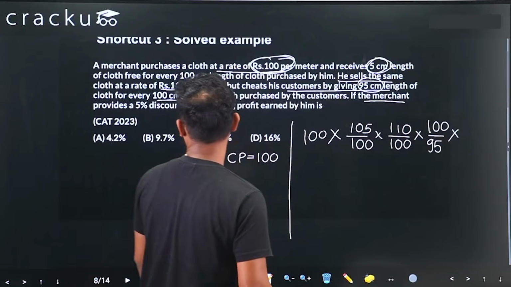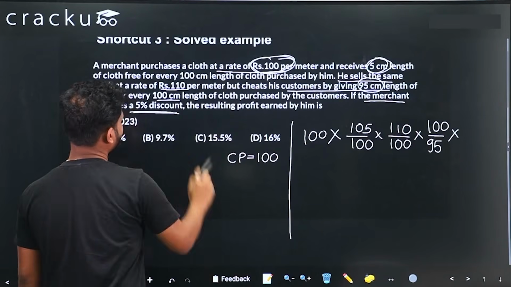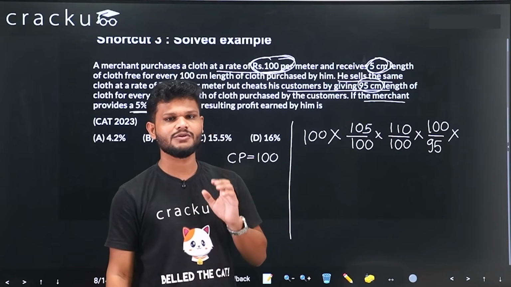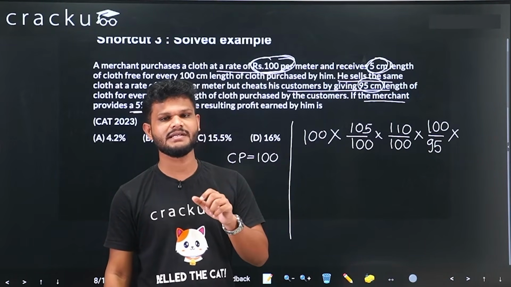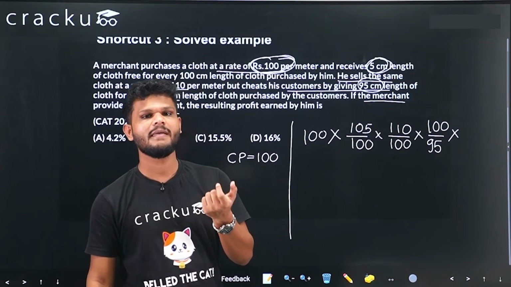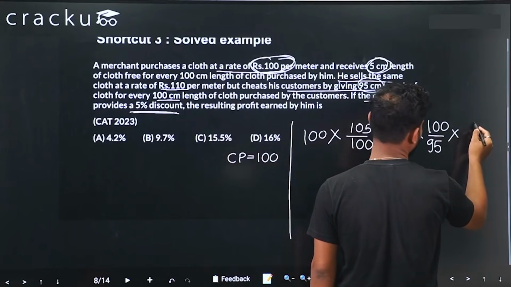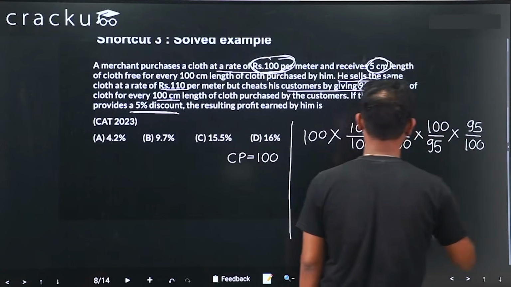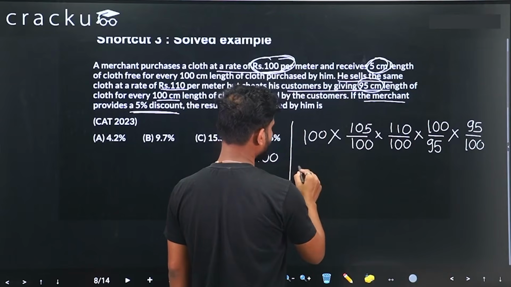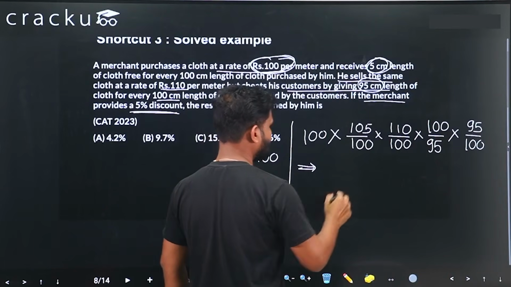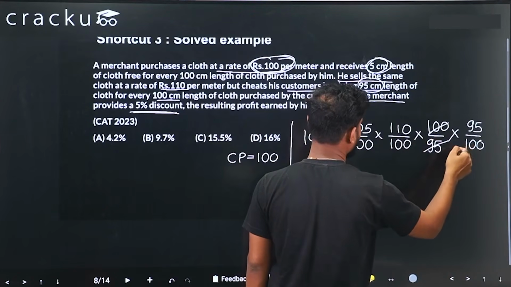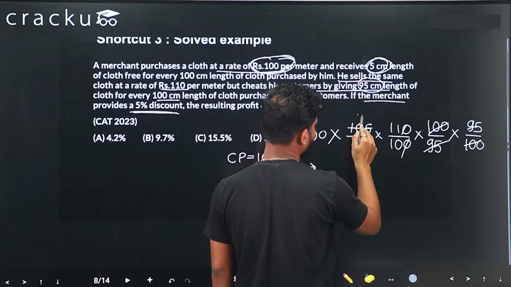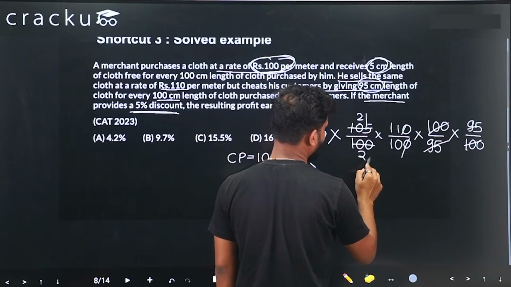into, he is giving 5% discount. Now this is a loss for him. Why? Because he is giving 5% discount. So on 100 rupees, if he is giving 5% discount, how much is he selling for? 95. So the fraction here will be 95 by 100. Now if you solve this, you will get this fraction cancelled. From here you can cancel this. You can multiply this like 21 and 20.